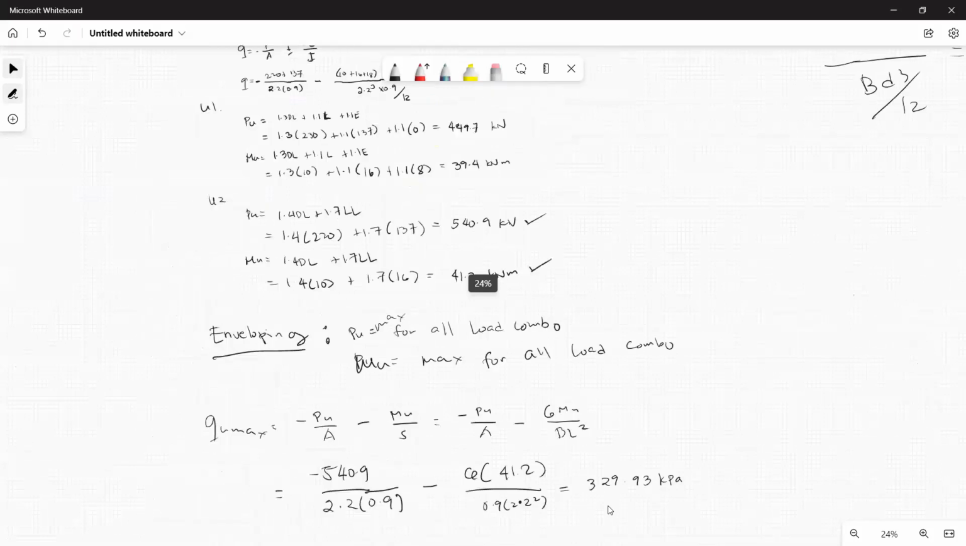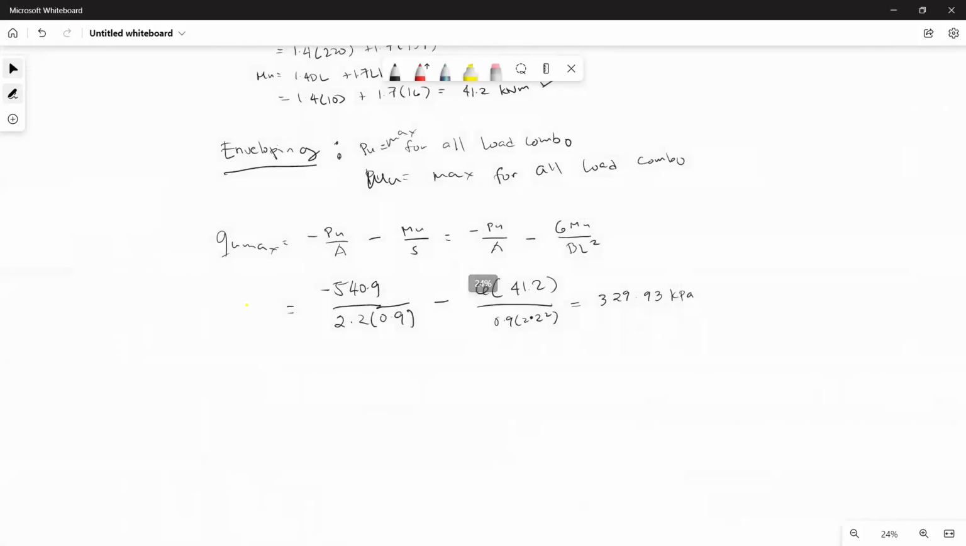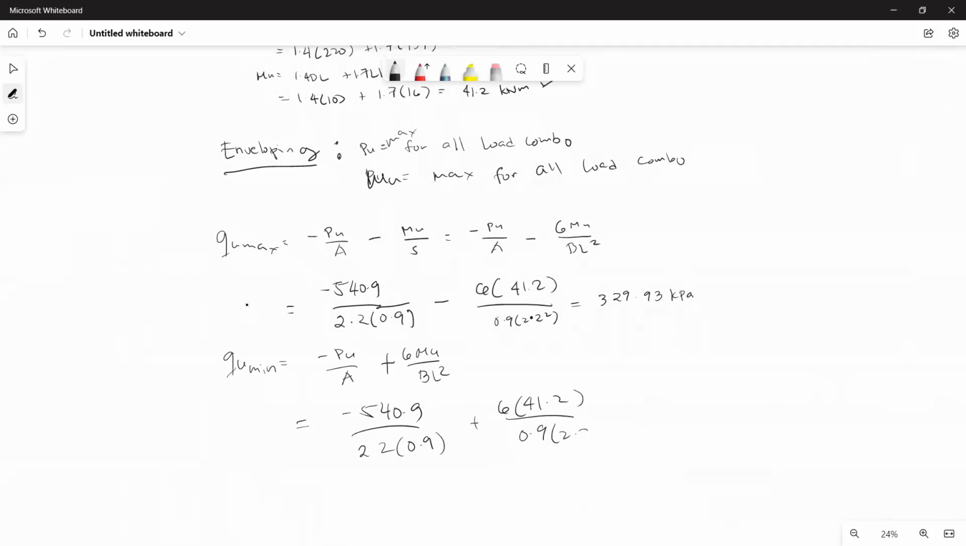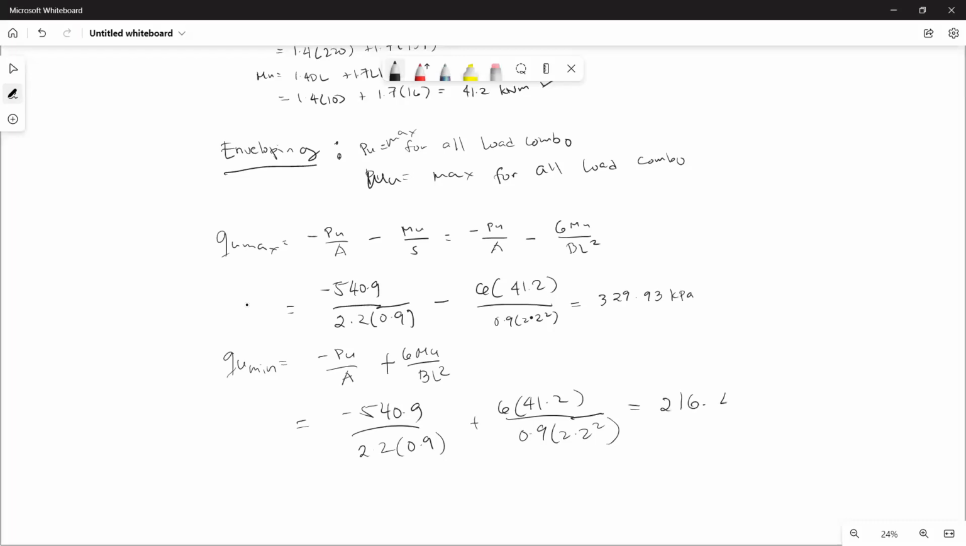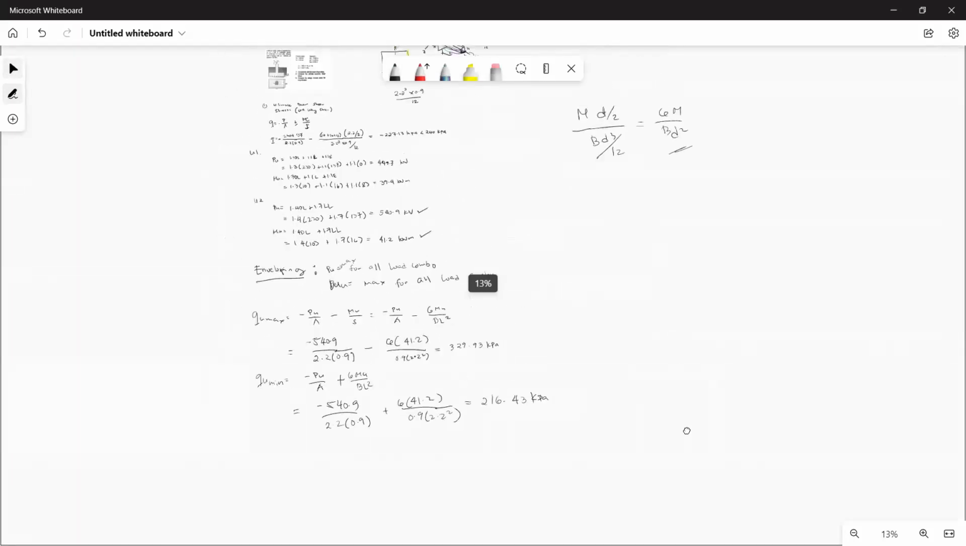Then for the QU min, QU min is equal to negative PU over A, plus 6MU over BL squared. That is negative 540.9 over 2.2 by 0.9, plus 6 times 41.2 over 0.9 by 2.2 squared. Therefore, you get 216.43 kPa. So that is our actual soil pressure.